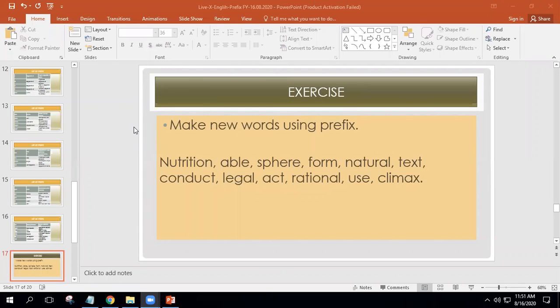When someone behaves logically, it's called what? Rational. Okay. And when someone behaves illogically? Irrational. Okay, thank you.